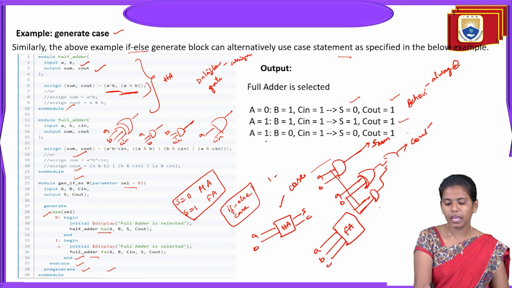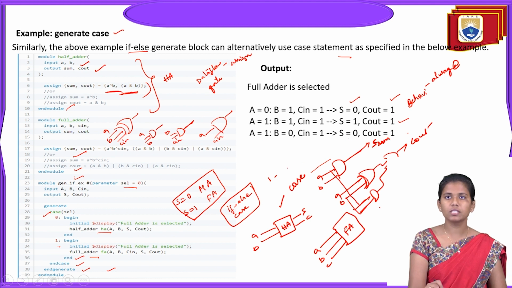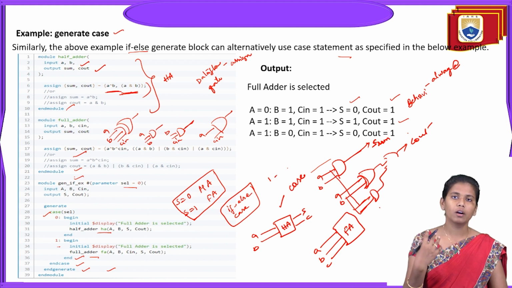When any one of the input is 0, then what happens? The sum is 0 and C out is 1. So this is a basic example, or else a simple example, that I can give you in order to experience it and analyze it properly with respect to the generate block by using the conditional statement.